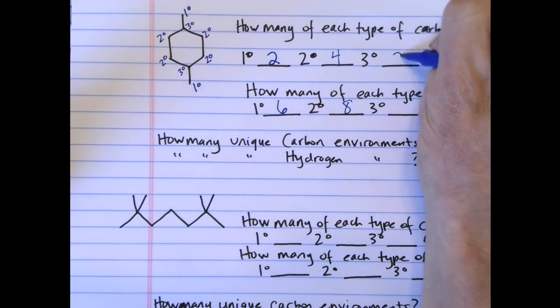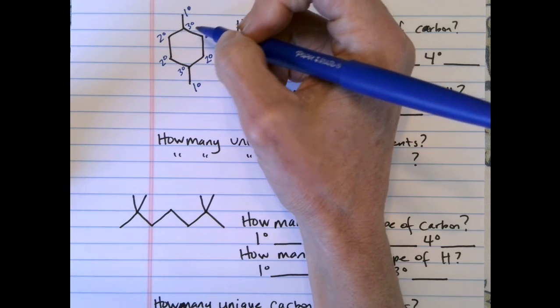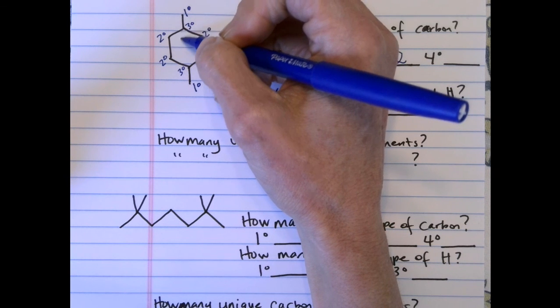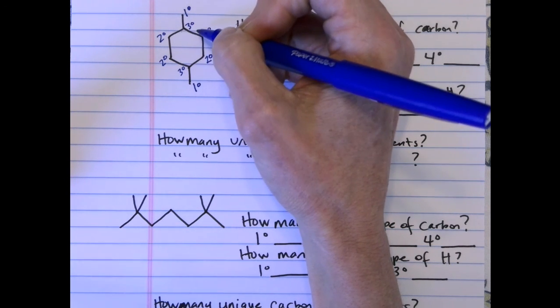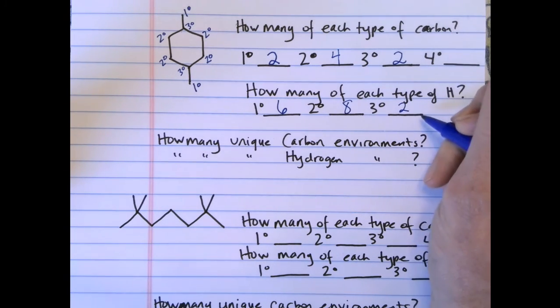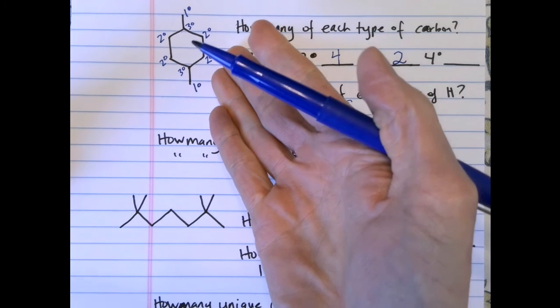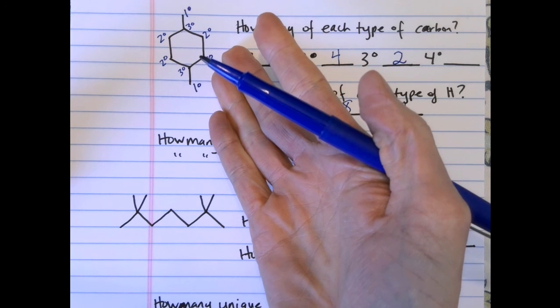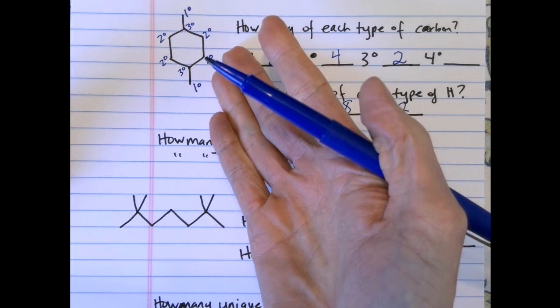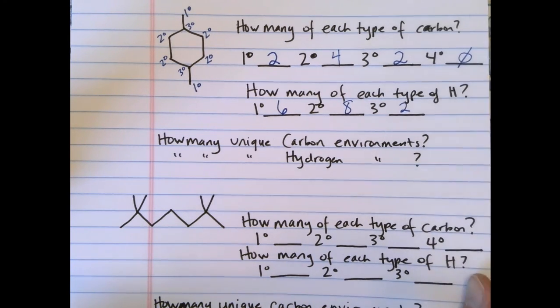The last 2 remaining carbons in this molecule are tertiary, and they each can only have 1 hydrogen attached to it. They already have 3 bonds to carbon, so 1 H here, 1 H here. So there's a total of 2 tertiary hydrogens. I don't see any quaternary carbons in this molecule, none that have 4 bonds to other carbons, so that would be 0. There's our first question.